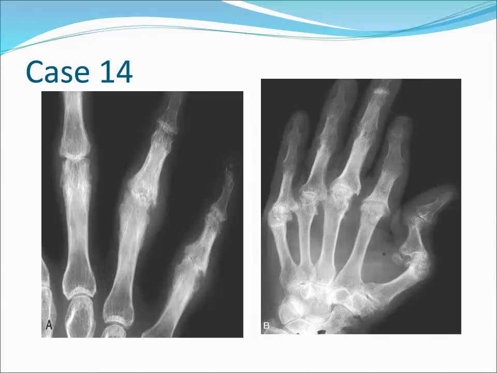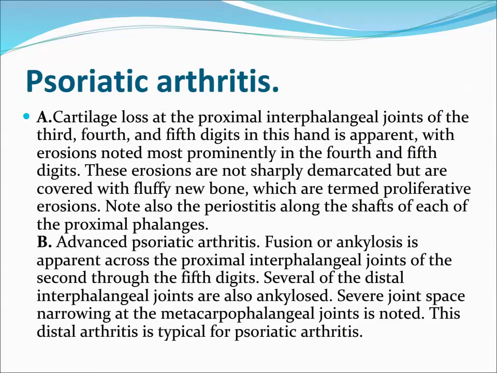Figure B: advanced psoriatic arthritis. Fusion or ankylosis is apparent across the proximal interphalangeal joints of the second through the fifth digits. Several of the distal interphalangeal joints are also ankylosed. Severe joint space narrowing at the metacarpophalangeal joints is noted. This distal arthritis is typical for psoriatic arthritis.